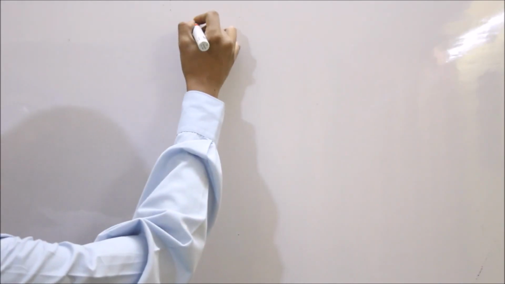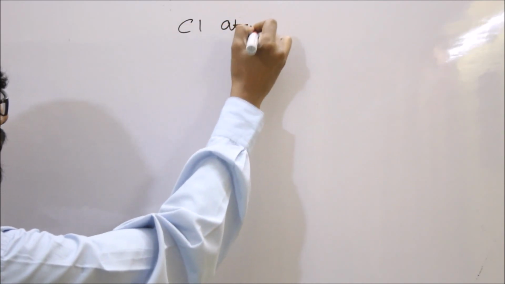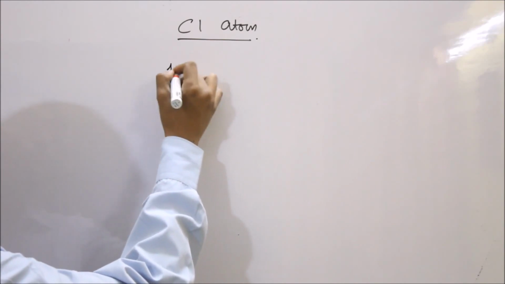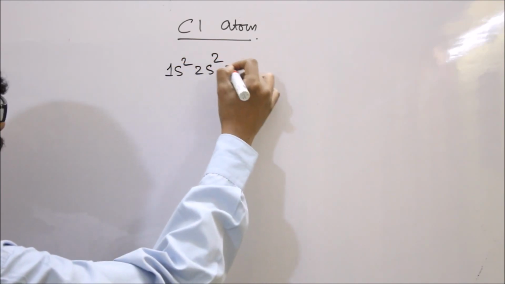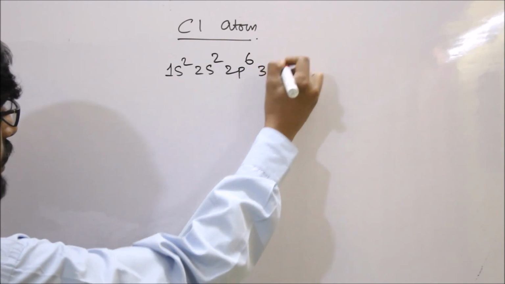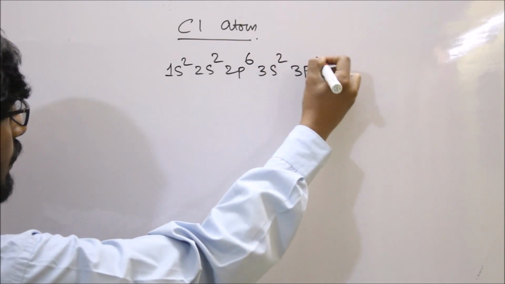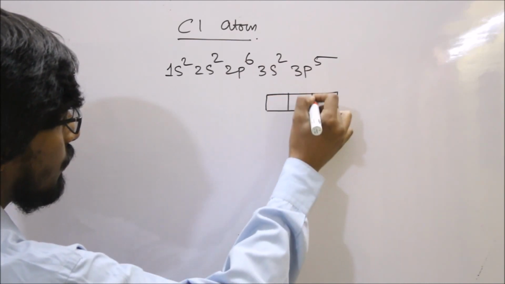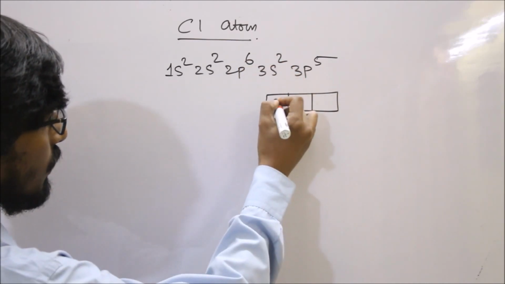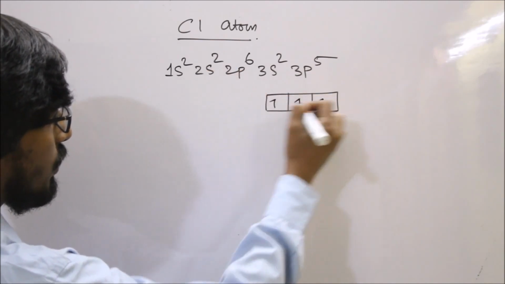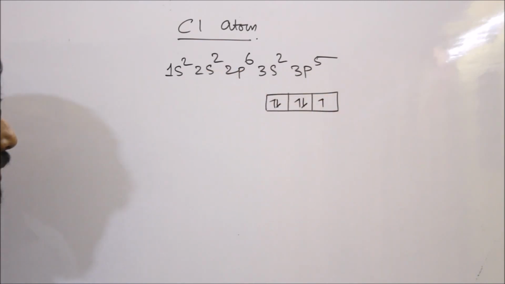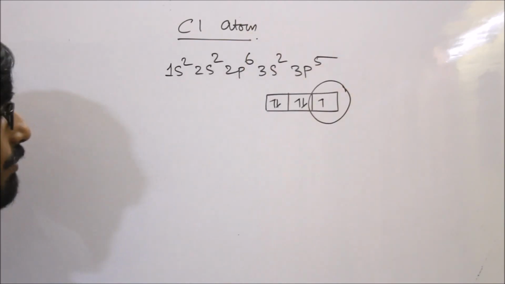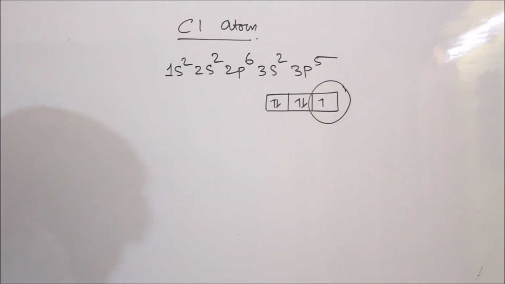Now for the chlorine atom, the electronic configuration is 1s2, 2s2, 2p6, 3s2, 3p5. So if we draw the box diagram of the 3p orbital, we have to find out the set of quantum numbers of this unpaired electron.